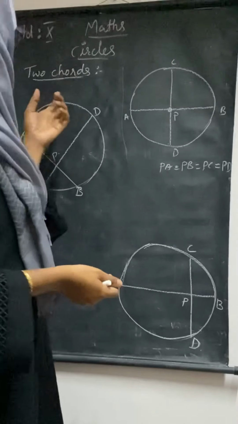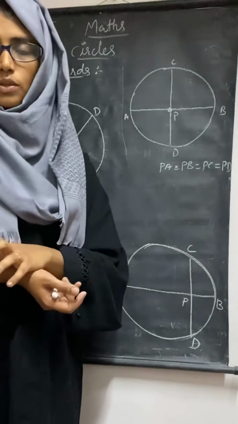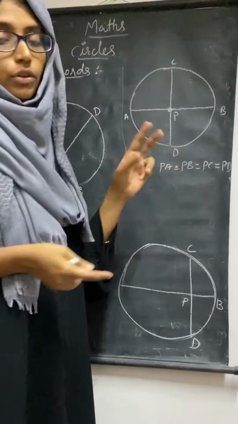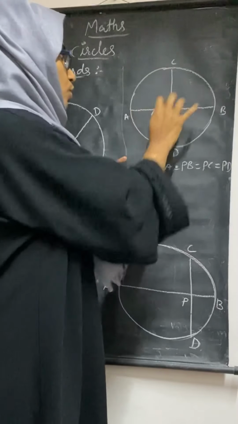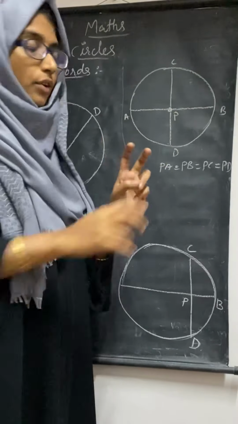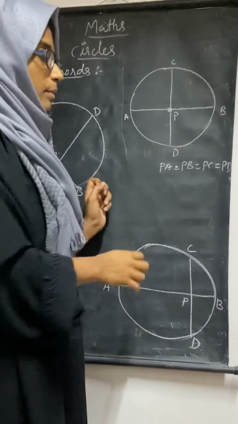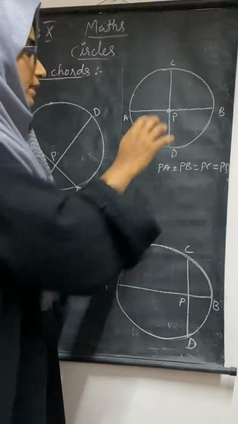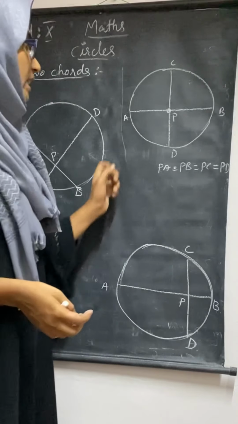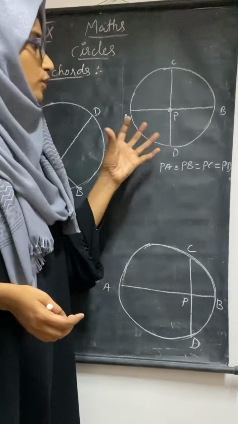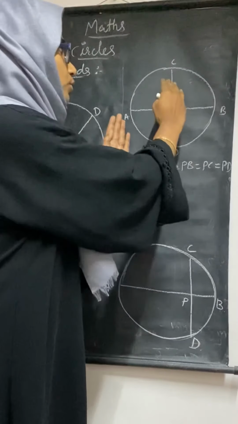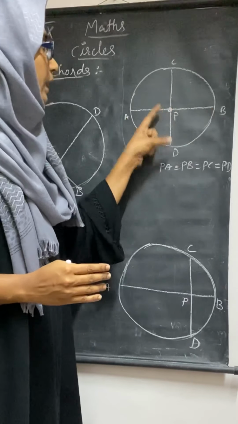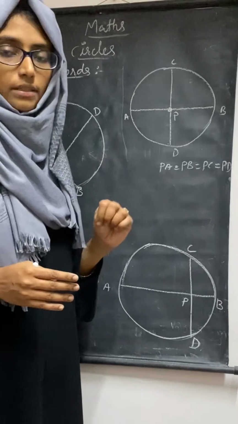The next topic we are going to see is two chords. Chords means the lines which we are drawing on the circle. You can see on the circle I have drawn two chords, and the speciality here is that I have drawn two diameters, like this. The first chord I have named AB, the second one CD, and the center point I have named P. When I draw the two chords, you get four pieces like this: AP, PB, PD, CP.